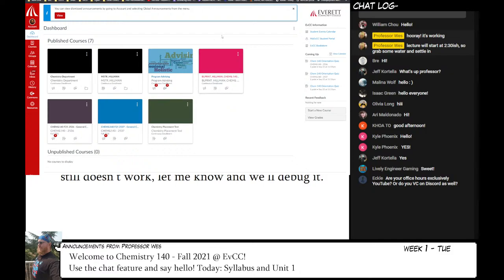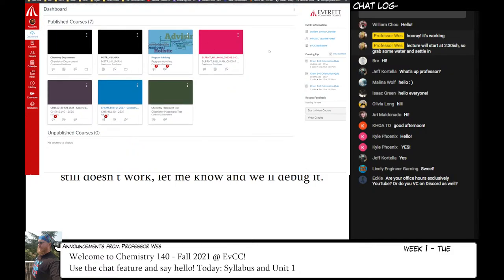So this is what my Canvas looks like. It's pretty similar to what yours looks like, except I have a bunch of administrator stuff up here. But you should have a course somewhere in there that either says Chem 140 2536 or Chem 140 2537, depending on which course you are. And these colors are hideous, so they will be blue. So I'm just going to make them blue. There you go.